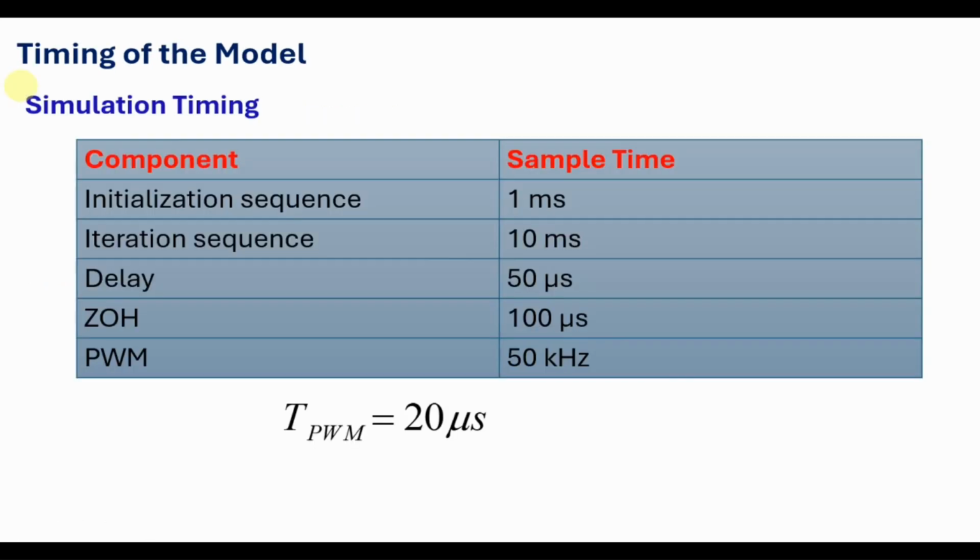Several different timescales are used in the Simulink model. The initialization sequence has a sample time of 1 millisecond. The iteration sequence has a sample time of 10 milliseconds. The delay block uses a sample time of 50 microseconds. The zero-order hold has a sample time of 100 microseconds. Finally, the PWM operates at 50 kHz, corresponding to a 20 microsecond switching period. This separation between the fast PWM dynamics and the slower MPPT optimization process is important for proper operation.